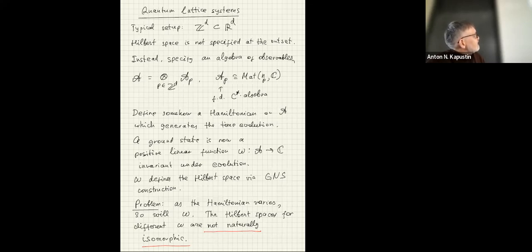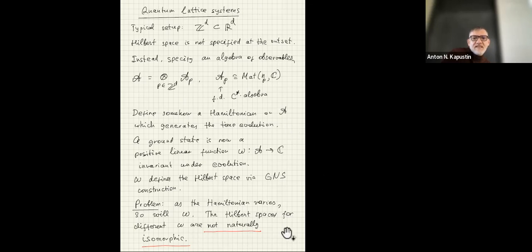And after you have that, only then can you define the Hilbert space using this Gelfand-Naimark-Segal construction. Okay, so this is actually standard. This complicated procedure is actually the standard way to treat lattice systems in the thermodynamic limit, in the infinite volume limit. So the trouble is, if you try to apply it to a family of Hamiltonians on a fixed algebra, then there's a problem because in general, the Hilbert spaces you get are, well, let's see.